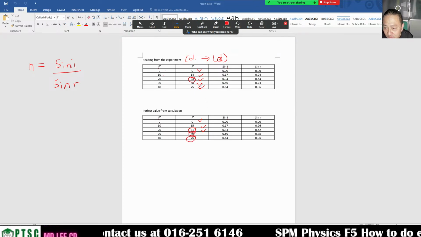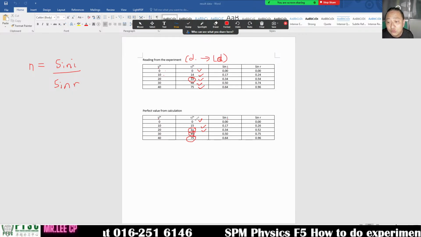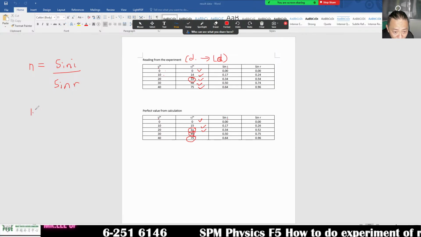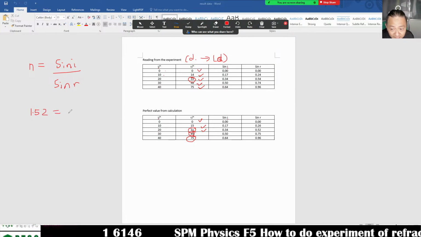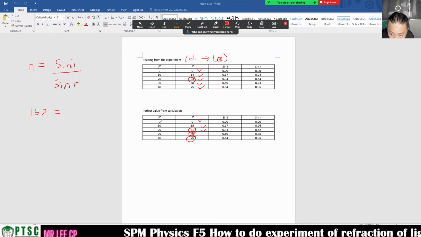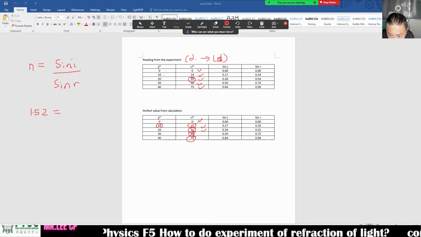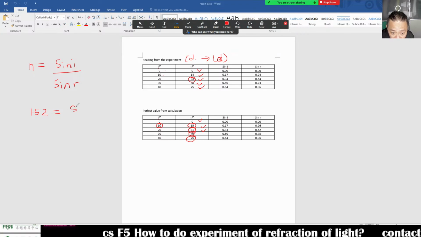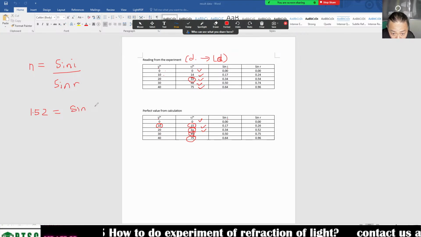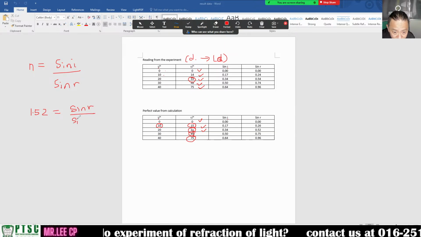Alright, so now the theoretical value, how do I get it? I'll show you. n is 1.5. Let's say sin i, this is big, this is small. The big one goes at the top, 10. Sorry, this is small, this is bigger, so I want to find the bigger value. Sin i, I don't know. Sin r, I don't know. Divided by sin 10.